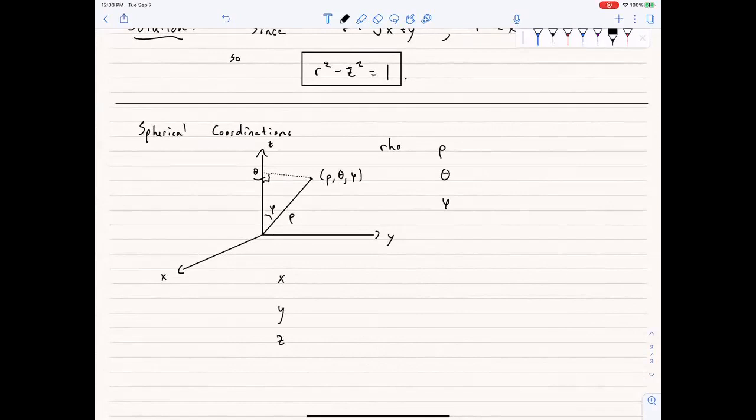Z is sort of the easiest, right? Z is just this length here. And I see I've got this right triangle. If I want this length, I need to just take cosine of phi and multiply it by rho. So this is rho times cosine of phi.